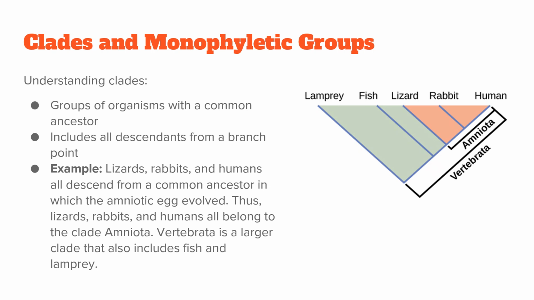A clade is like a branch on life's family tree. For example, lizards, rabbits, and humans all belong to the clade Amniota because they inherited the amniotic egg from a common ancestor. A broader clade, Vertebrata, includes these animals along with fish and lampreys. Seeing life in clades helps us understand that evolution is a branching process, not a ladder of progress.